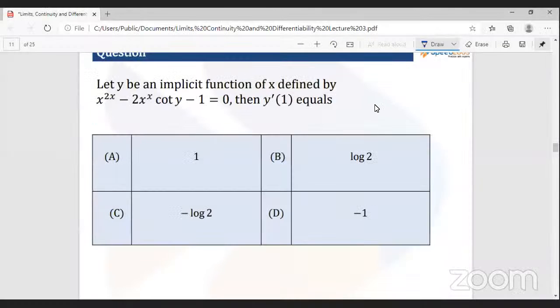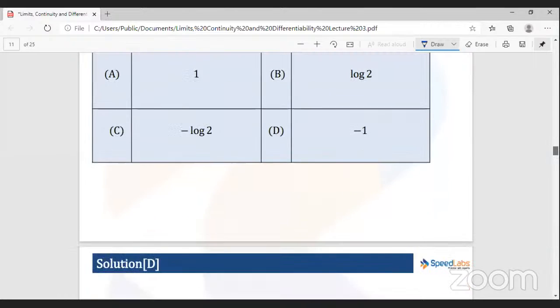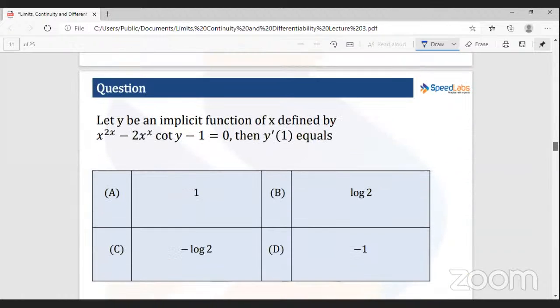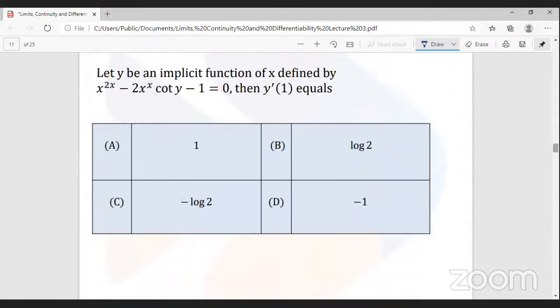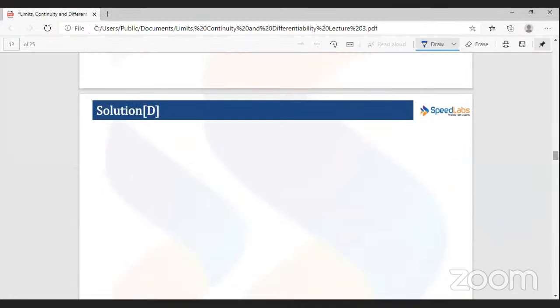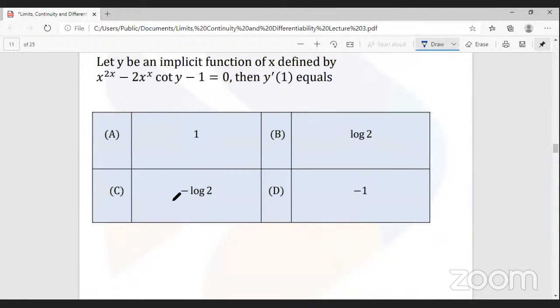Function of x defined by x raised to the power 2x minus 2x raised to the power x cot y minus 1 equal to 0. We have to find the value of y dash 1. So before finding anything, what I want to find is y1, because it will make it easier if I get the value of y1. Okay, so let's find y1.